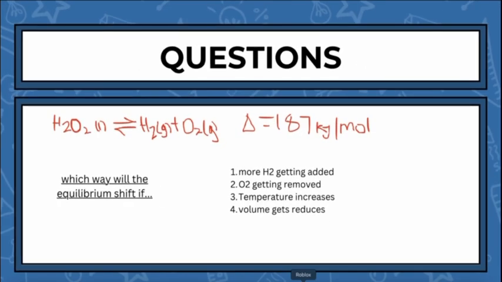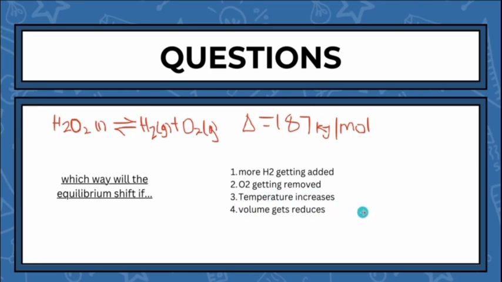Let's move on to the question for this unit. So, given the equation and the enthalpy of change, what would happen if H2 gets added? The system will try to reduce the stress by shifting left towards the reactants. What will happen when O2 gets removed? There will be a shift to the right to produce and restore O2.